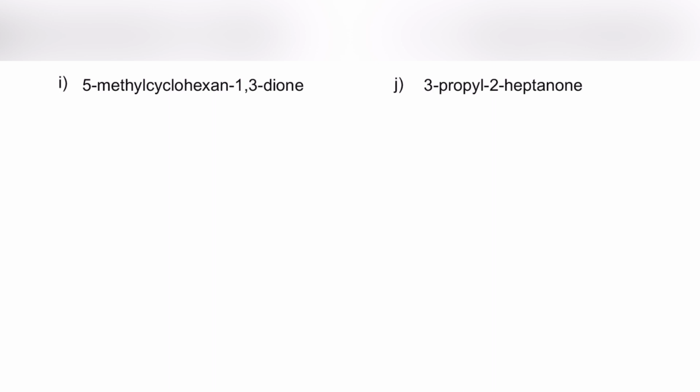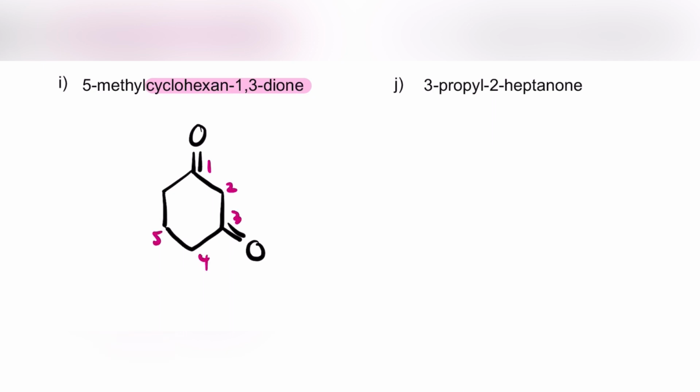We have dione 1,3, and then hexan. Jangan lupa perkataan cyclo dekat depan. So this is cyclic ketone. And then let's draw cyclohexane first with 6 carbon atoms. And then at the first carbon and the 3rd carbon, you have double bond O. This is ketone. So if you give the numbering, this is how your structure looks like. And then after that, at the 5th carbon, you have CH3, which is methyl.